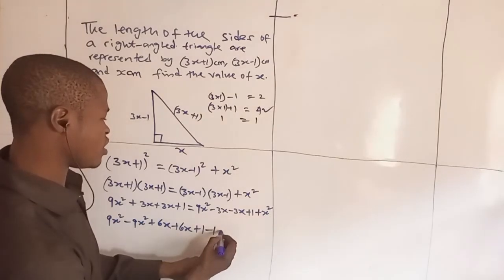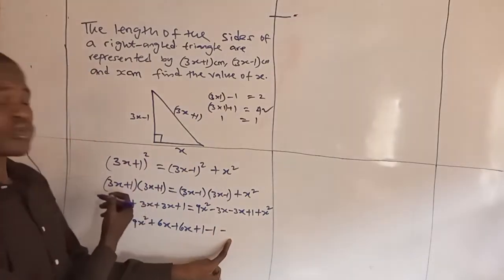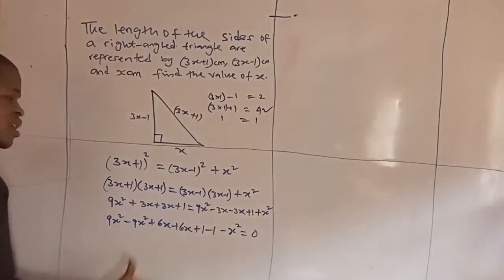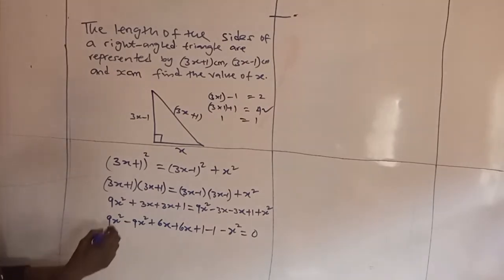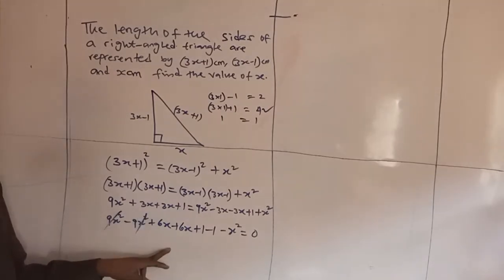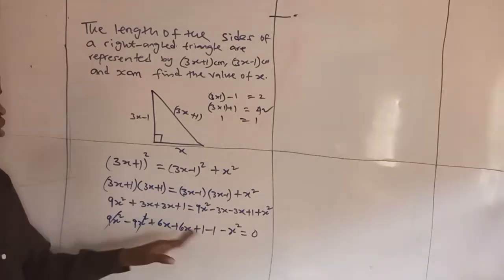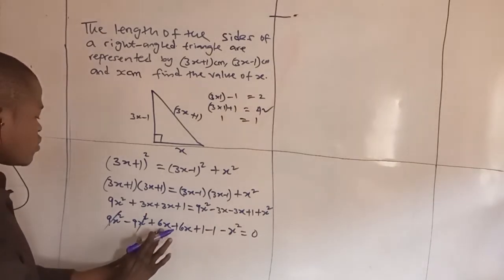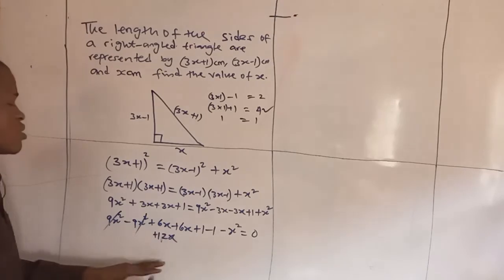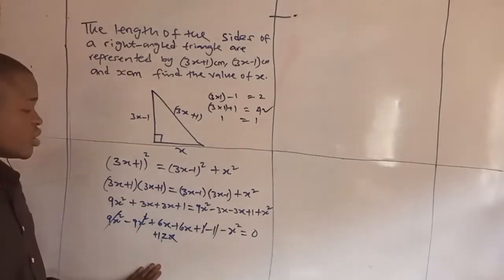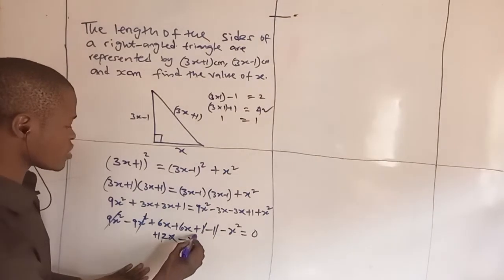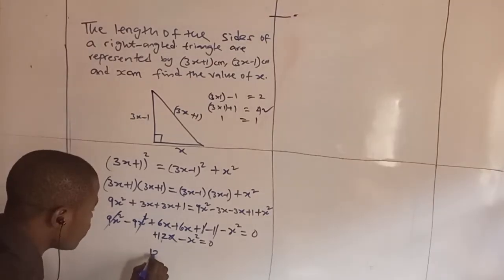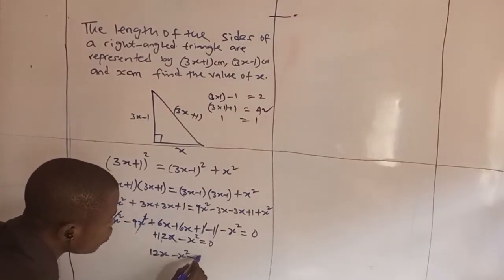Then we have plus x squared. When it comes to the left hand side, it changes to minus x squared. This is equal to 0. With this, it's easy for me to cancel some things out. I have plus 9x squared and minus 9x squared, which cancel each other. I have plus 6x plus 6x, this will change to plus 12x. Plus 1 minus 1 will cancel each other as well. So we are left with minus x squared equal to 0. This shows that we have 12x minus x squared equal to 0.